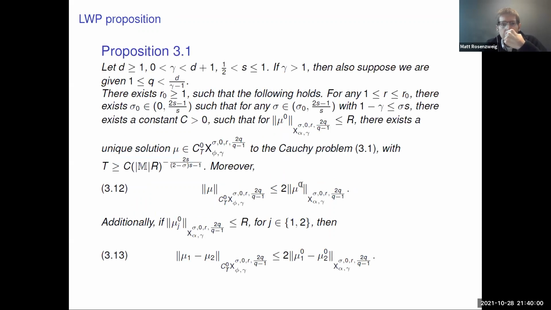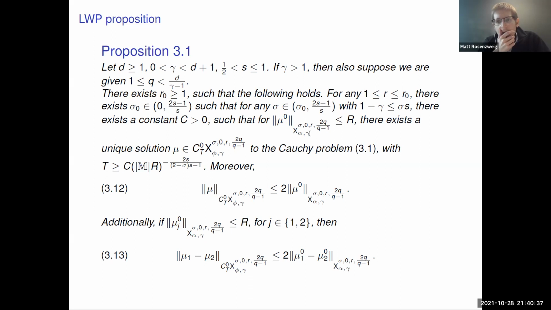So the local well-posedness, again, this is a bit of a mouthful. The important thing to take away is that we can find an R sufficiently close to 1 and a sigma that can't be too large. This is the important thing about sigma. A priori, it has to be smaller than this threshold, (2s minus 1)/s, such that I have a local solution in this space X and so on.